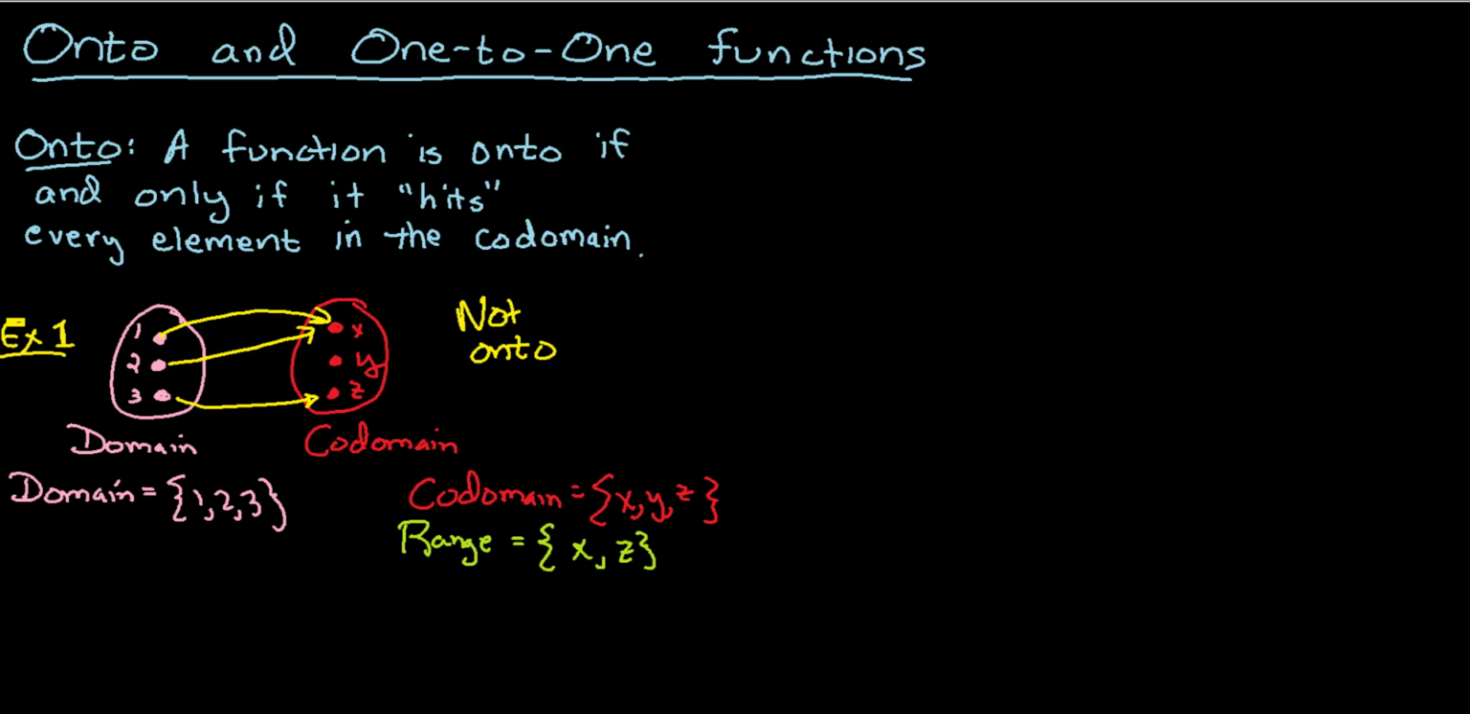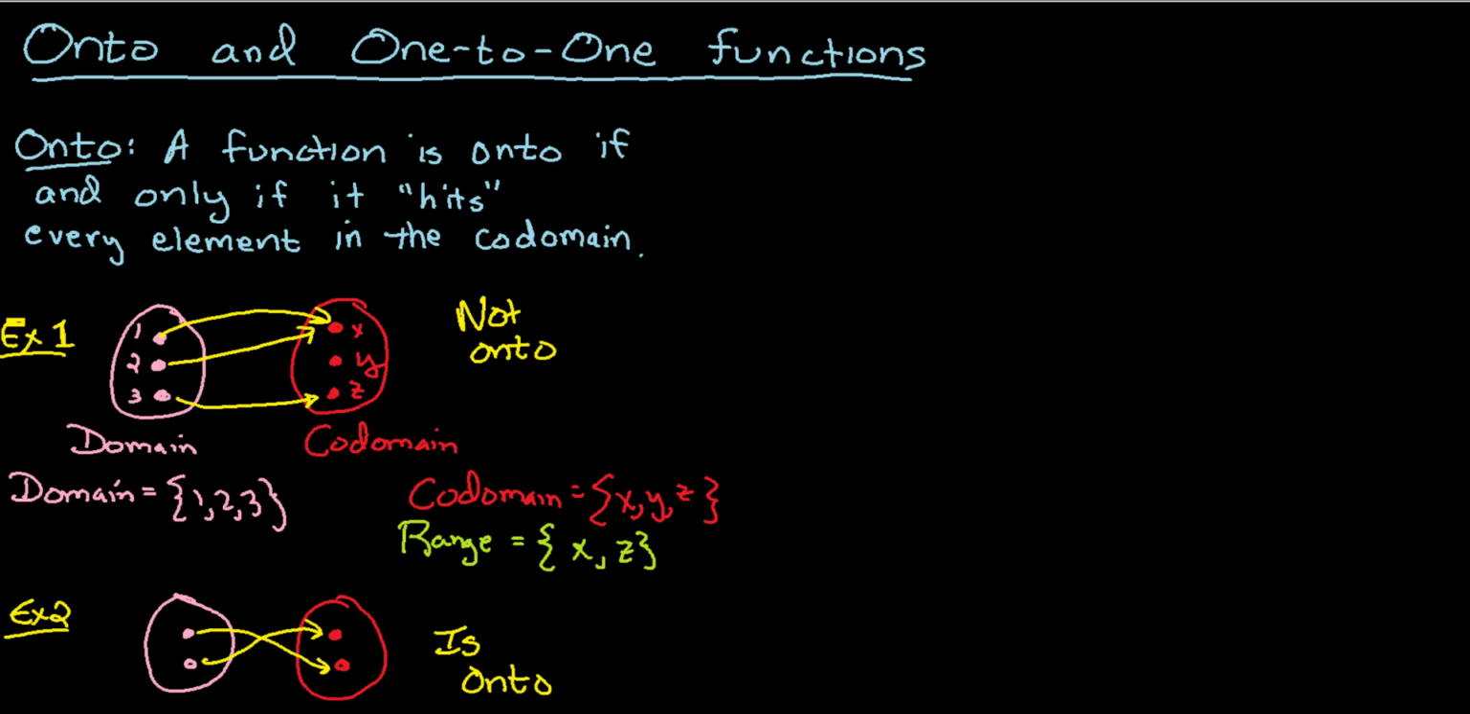Okay, let's do one more example. Suppose I had a different example here. I'll make it a smaller example. I'll just put 2 elements in the domain, and 2 elements over here in the codomain, and suppose my function does something like this. This is onto because I've hit all the elements in the codomain.